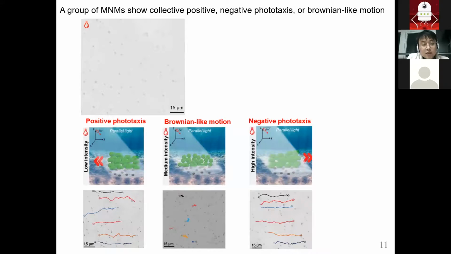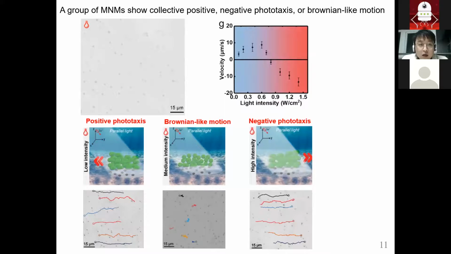And this collective behavior is similar to that behind the single micromotor motion. The underlying mechanism is the competition between self-diffusiophoresis and self-thermophoresis, which can be confirmed by this picture.